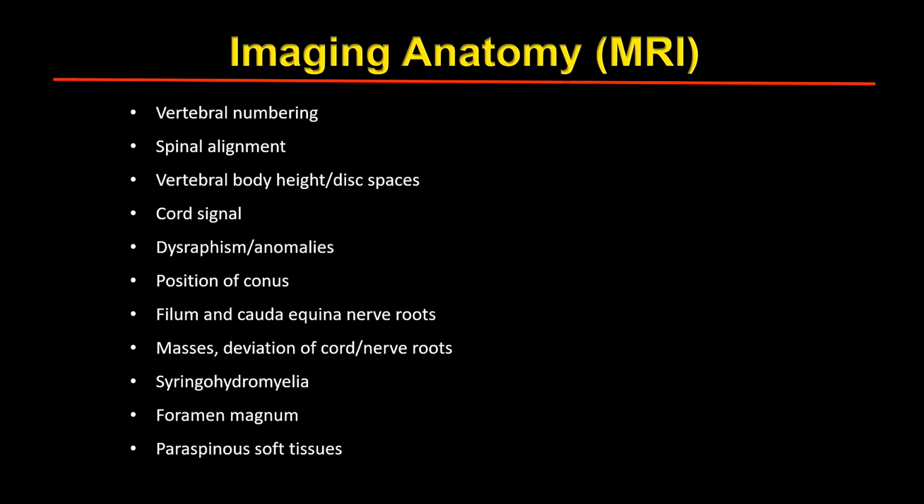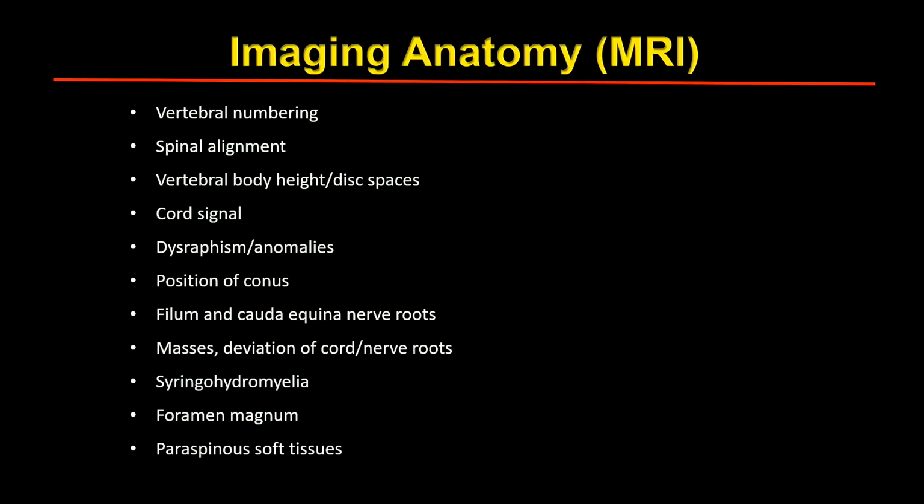Now, this is beyond the scope of this talk, but this is my search pattern. I'm not going to talk about every element, I'm just going to list them. When I'm looking at a spine MR, I start with vertebral numbering, and then I look for the alignment, and I look for body height and disc spaces. I look for cord signal, look for anomalies, both osseous and cord anomalies, look for position of conus, look for filum, if it's thickened, if there is infiltration, how are the cauda equina and nerve roots, are they clumped, are they free? Are there masses within the cord, outside the cord, you know, the whole spiel of intradural, extradural, intramedullary?